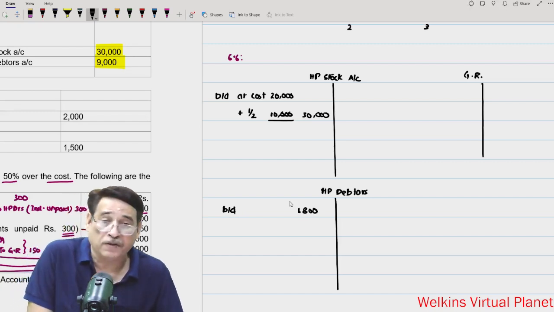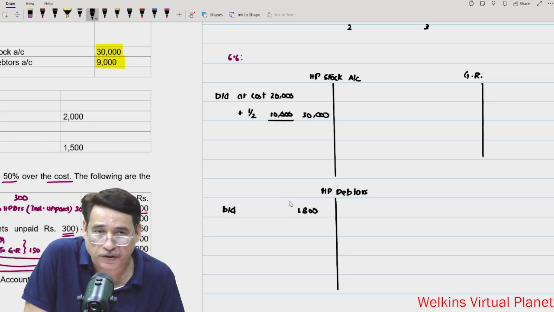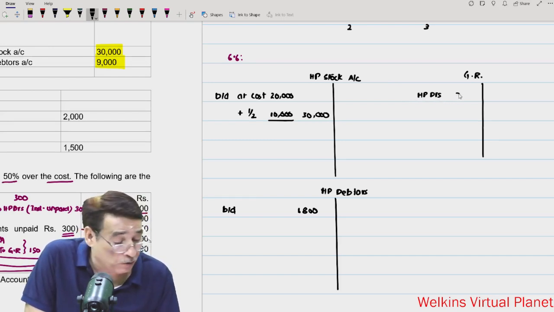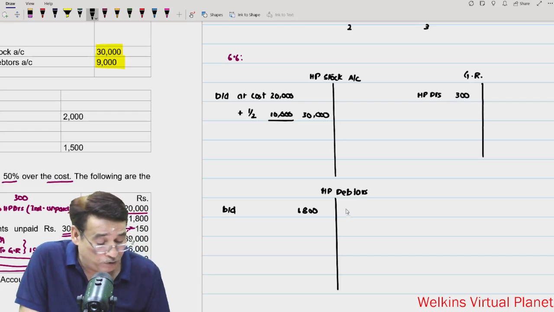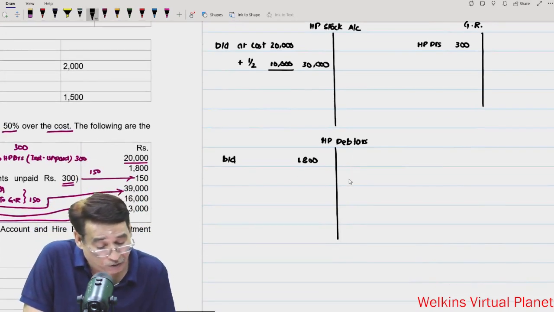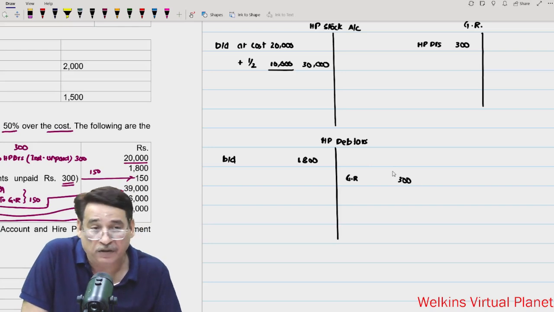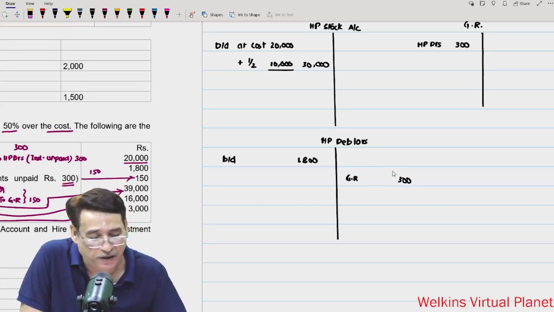Then goods repossessed. I told you my first entry will be goods repossessed account debit to hire purchase debtors account. So on the debit side of goods repossessed, I will write to hire purchase debtors account. Installment unpaid given in the question is 300. And towards the credit side of the hire purchase debtors account, I will write goods repossessed account. Debtors will get reduced. That is why we are going to credit the debtors. Next entry is with respect to loss. Entry is hire purchase adjustment account debit to goods repossessed. Hire purchase adjustment is getting debited.